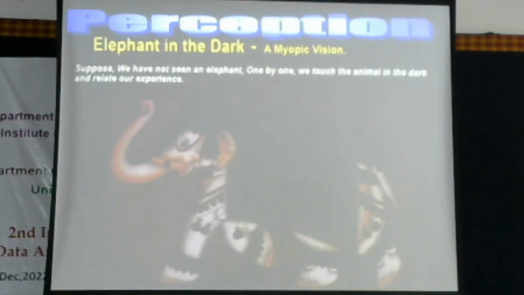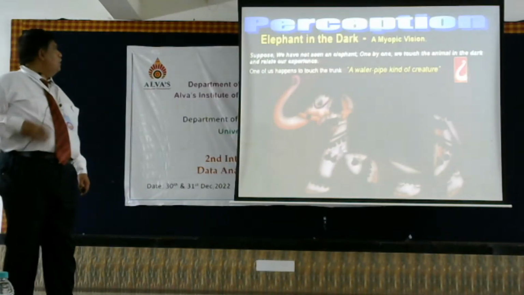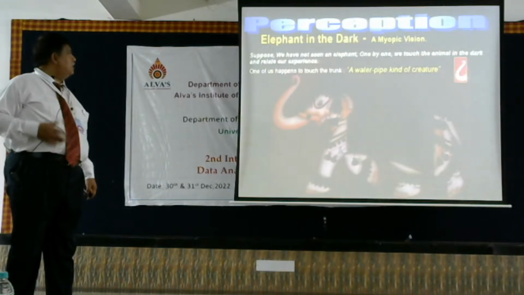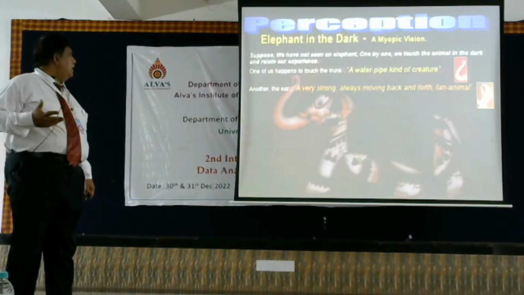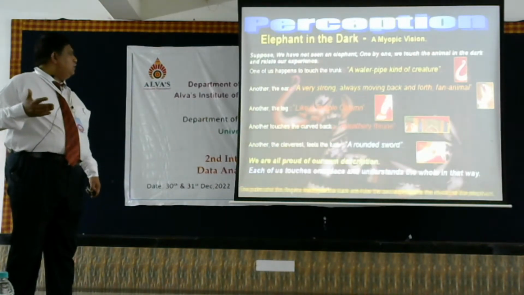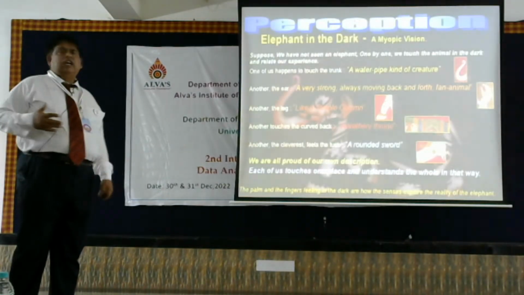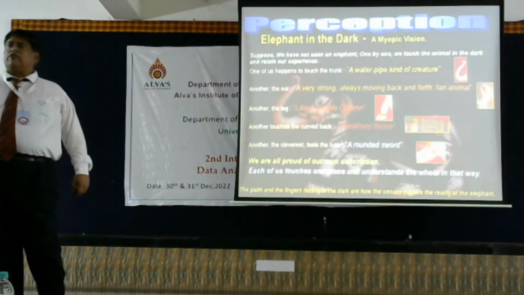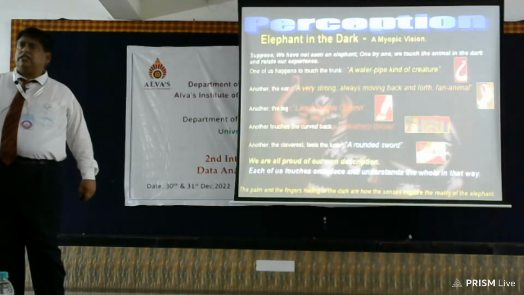So each one describes the elephant differently. You've heard the story of the elephant. So this is the elephant in a dark room. One of them sees the trunk, so he says it's like a water pipe. The other says it's like an ear. So after going forward, each one gives a different picture of the elephant, but each one is true, but it is partially true.